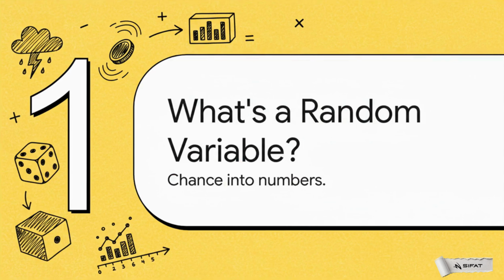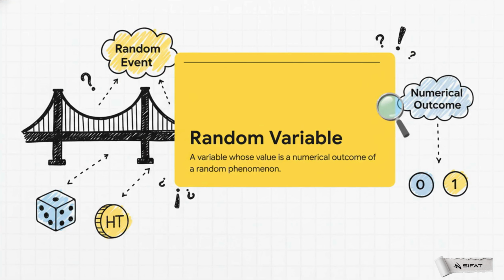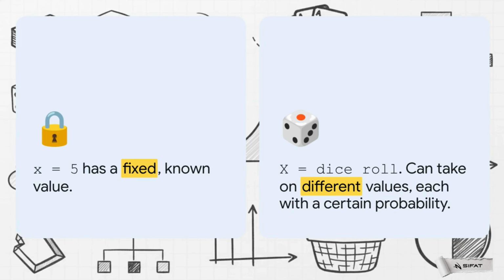The very first thing we have to do is find a way to translate these random real-world happenings into a language that math can actually understand and work with. And that brings us to our first huge concept, the random variable. So what is it? Honestly, the simplest way to think about it is that a random variable is a bridge. It takes the outcome of some random event, like rolling a die or flipping a coin, and it just assigns a number to it. That's it. It's the tool that lets us go from a word like heads to a number we can use, like, say, 1.